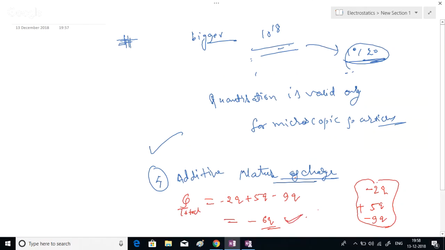Correct. So it is a scalar quantity. The charge on any body must be only the algebraic sum of all the charges given there. So this is the additivity of the charge. Additive nature of charge means this is a scalar quantity, add it up directly like that. Got it? Yes, sir. Okay.